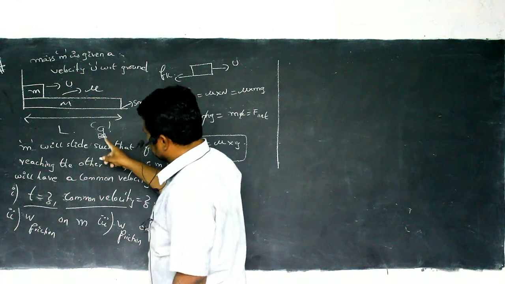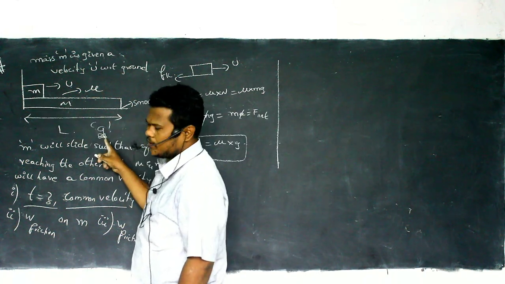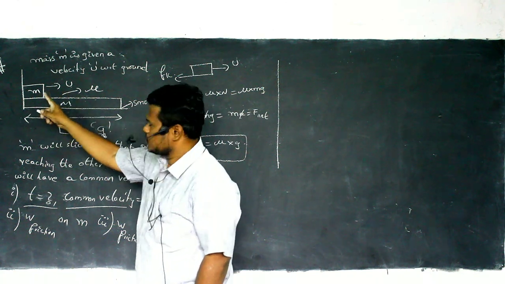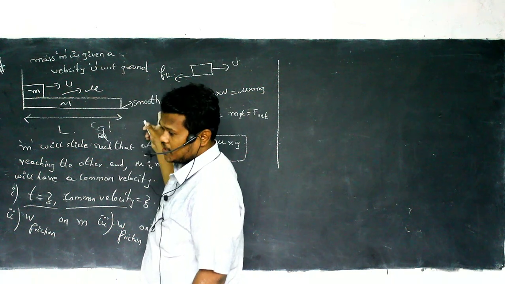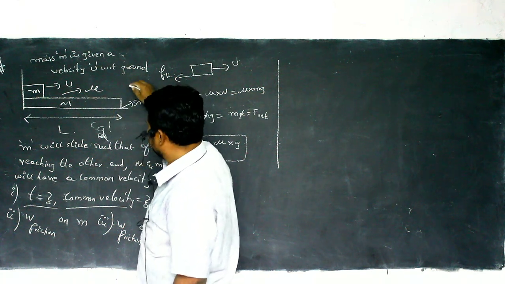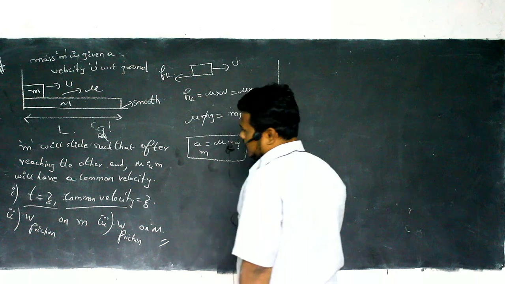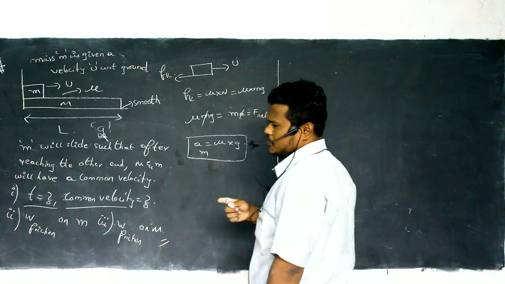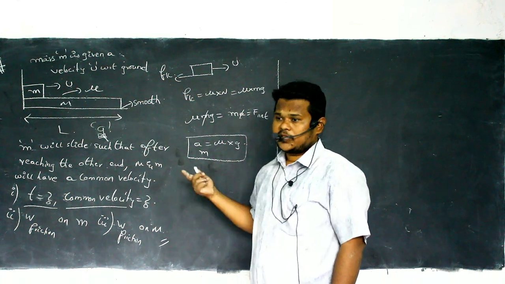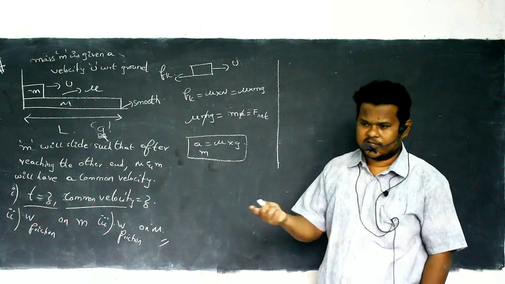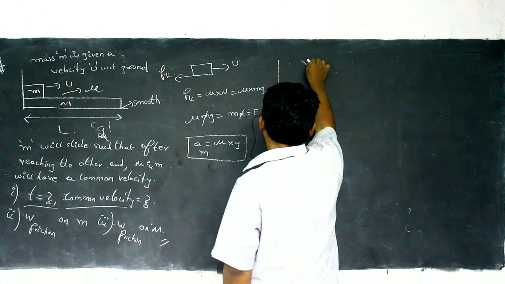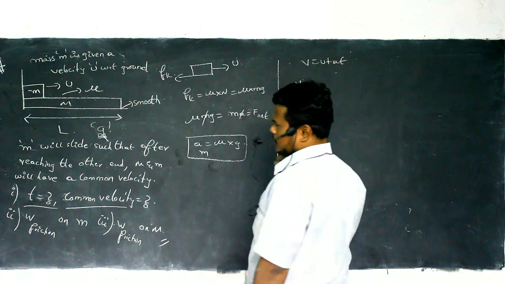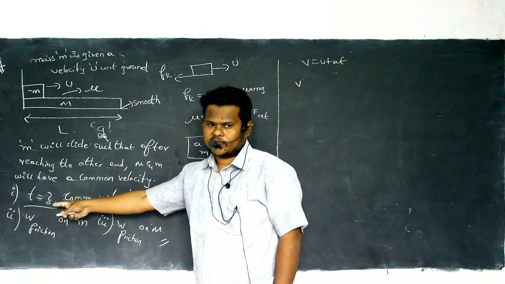Now, the observer is observing this block from here. So what is his initial velocity? U. After reaching the other end of this capital M, it will have a common velocity, let the common velocity be v. Then how can I write a relation between v, u, a and t? V is equal to u plus at. I will use this relation. Time also we are supposed to find out here.